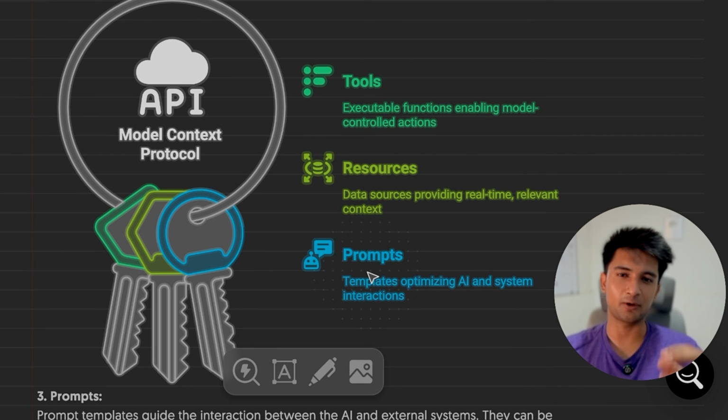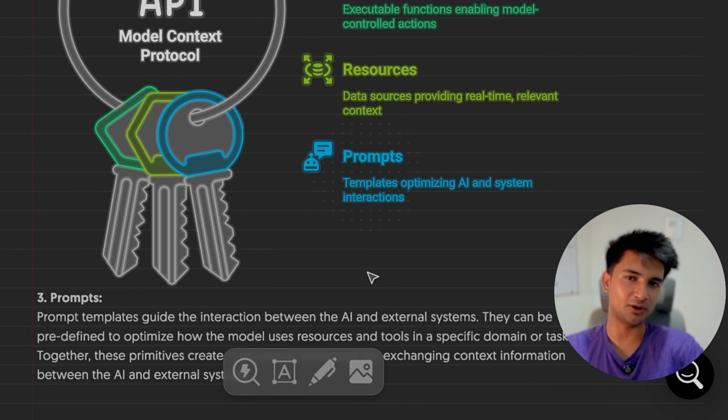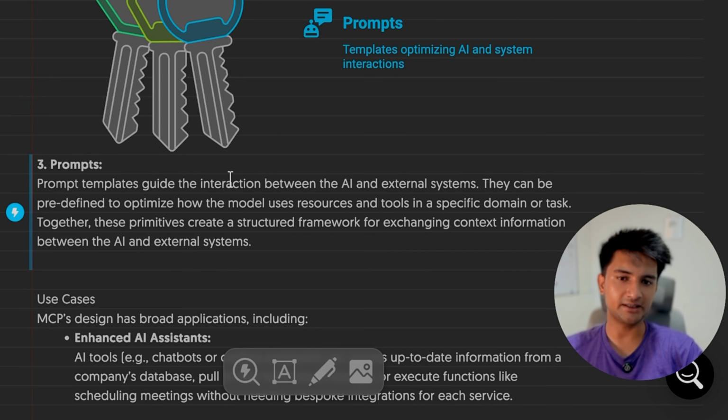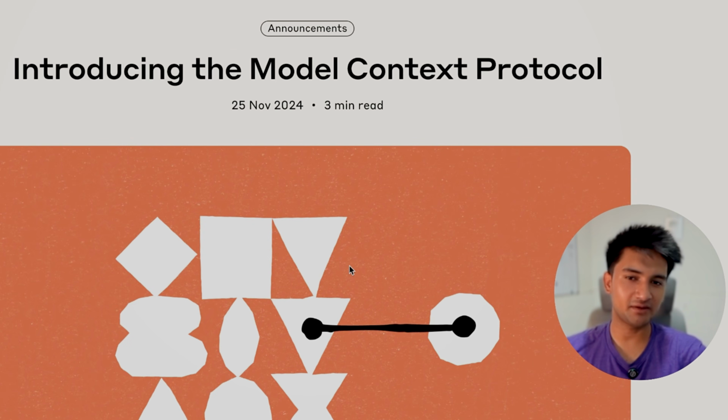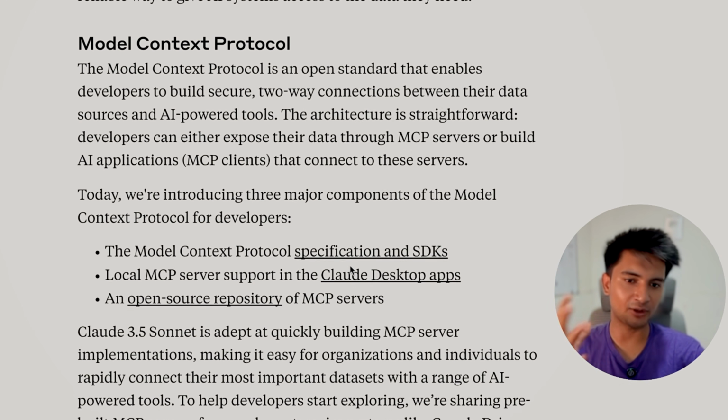Lastly, you also require prompts. Prompts are the messages that you put in the LLM models, which are then given to MCP servers. So prompt templates guide the interaction between the AI and the external system. So altogether, I hope now you have a clear idea of what MCP, Model Context Protocol, is.